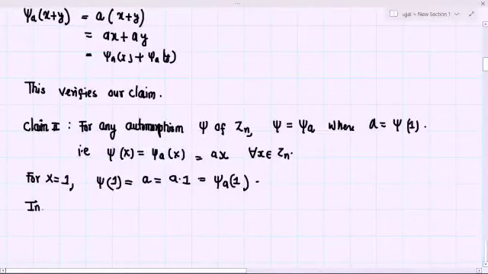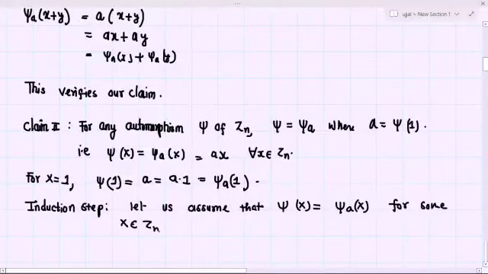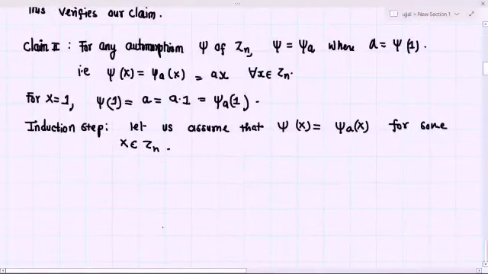Now, let us look at the induction step. Here, let us assume that psi x is equal to psi A x is true for some x in Zn. This is our induction hypothesis, where we have assumed that psi x equals psi A x is true for some x in Zn. Now we want to show that it is true for x plus 1 also.